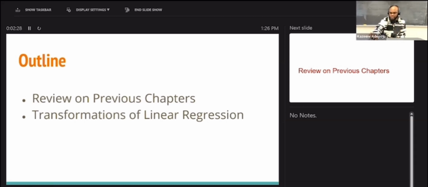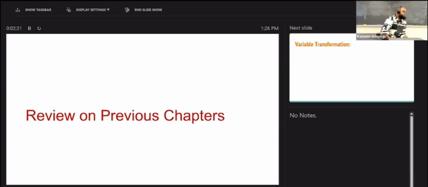Now, let me start with reviewing previous chapters. There are 4 main steps we go through when we want to investigate relationships among variables. The very first step: you specify your model.